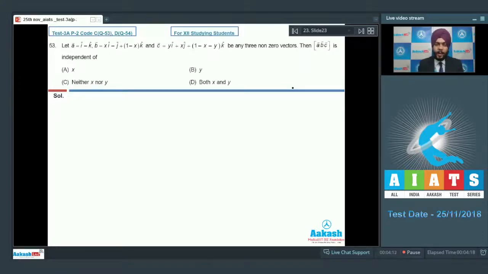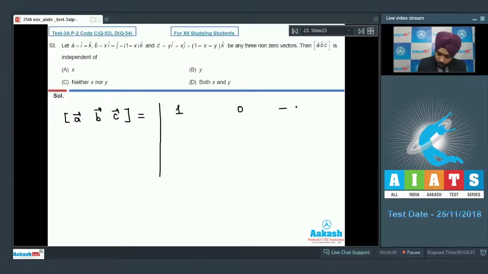So what is the scalar triple product? The scalar triple product is given in the form of a determinant. So the scalar triple product of A, B, C will be given as the determinant of 1, 0, minus 1.